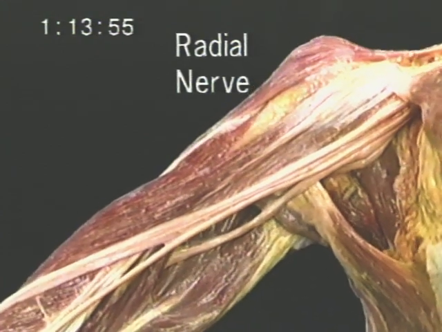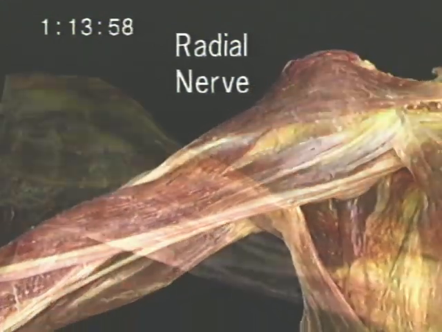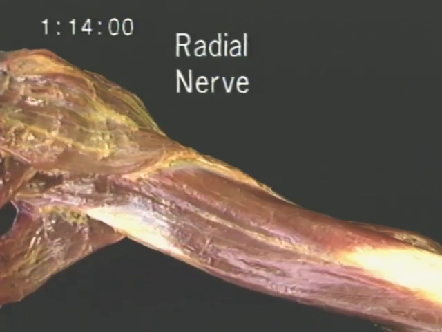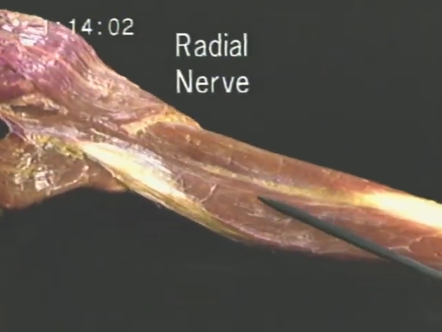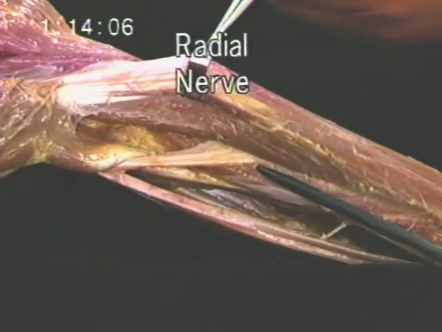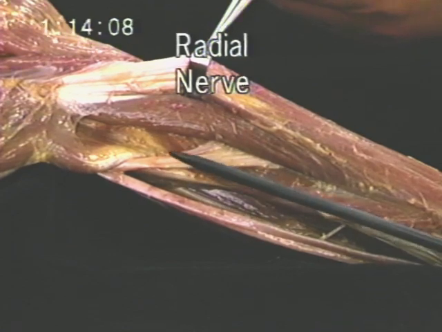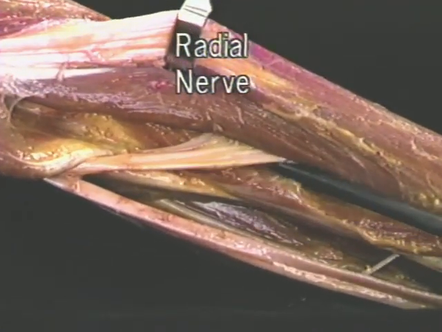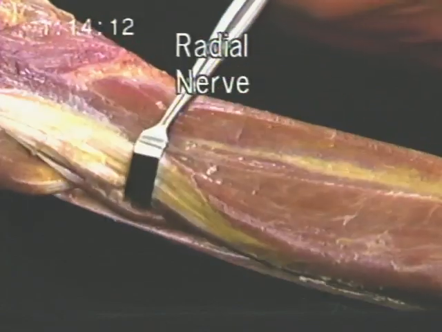To follow its course, we need to go right round to the back and find the same spot again from behind. Here's the long head of triceps, here's the medial head, and here's the radial nerve. To see where it goes next, we'll remove the long head of triceps.